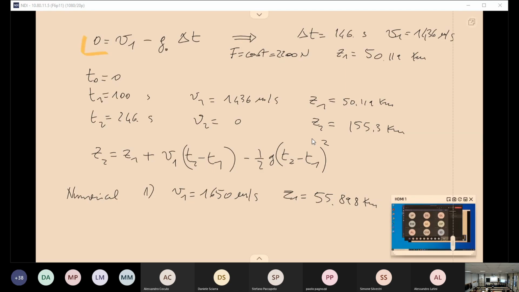This one and this one with the different values, and you obtain a longer time because we start with a higher velocity. So T2 is 268 seconds. That means that the time spent from the burnout to culmination will be 168 seconds. The velocity will be 0, of course, and theta 2 will be 194.8 kilometers. Okay.